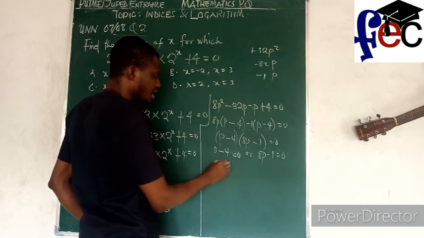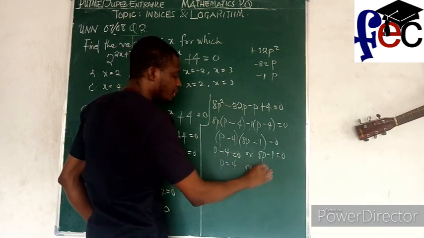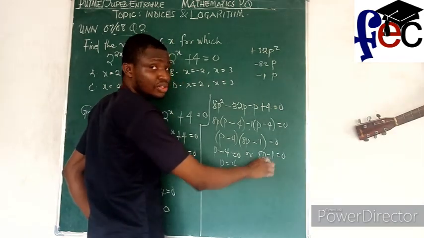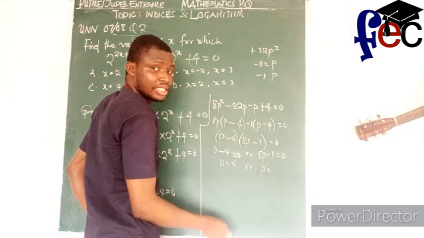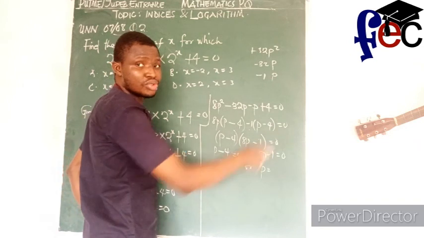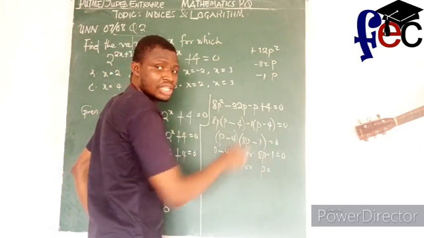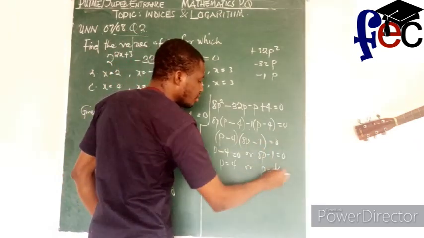So p here will become what? 4. Or p here in this case, transfer minus 1 to the other side, or add 1 to both sides. Then that will give you 8p equal to 1. Then divide both sides by 8 to get your p. So that's going to give you 1 over 8.